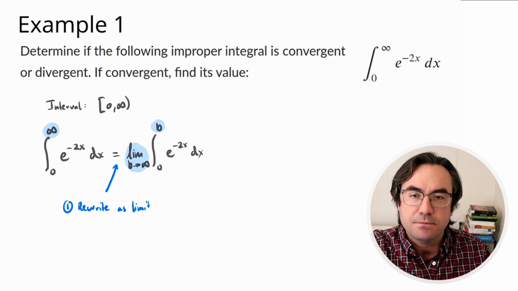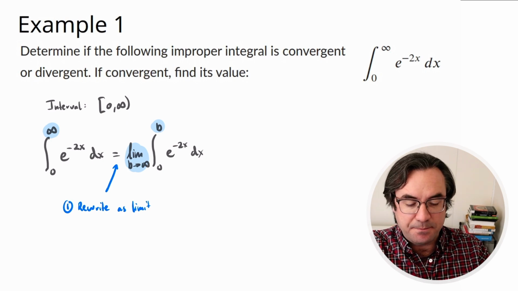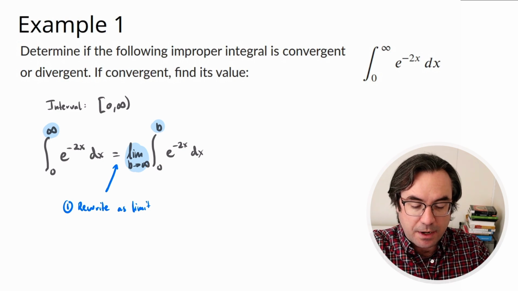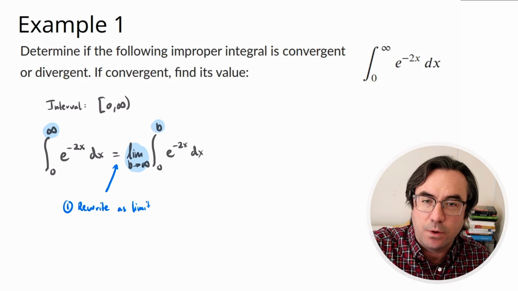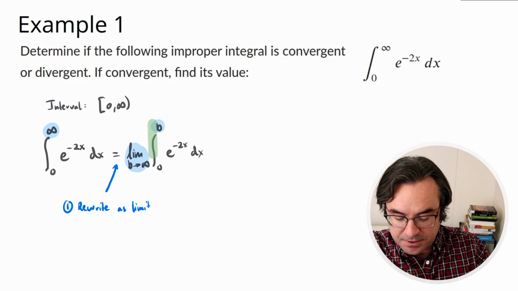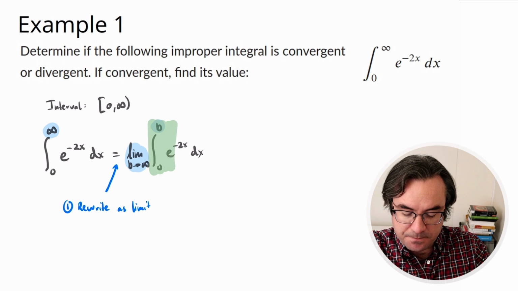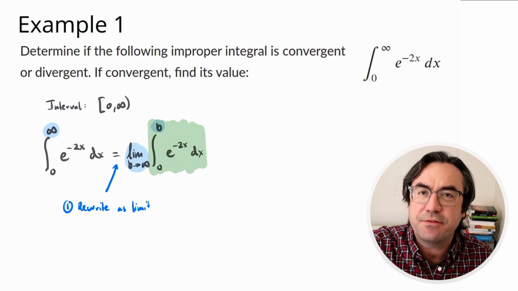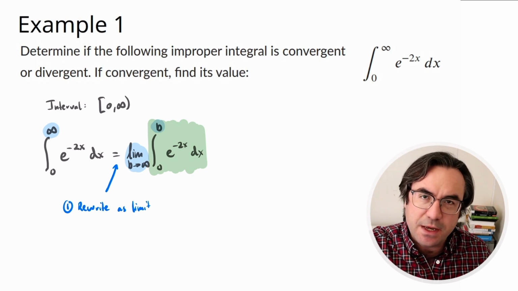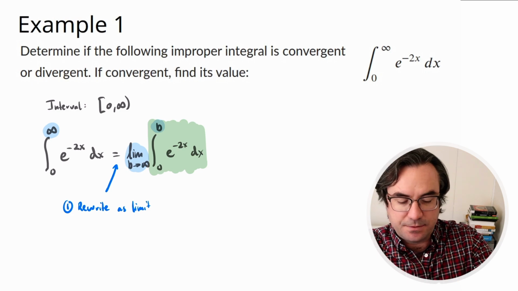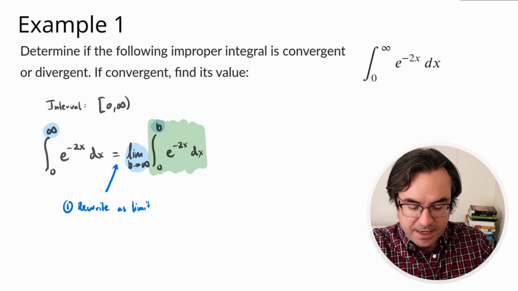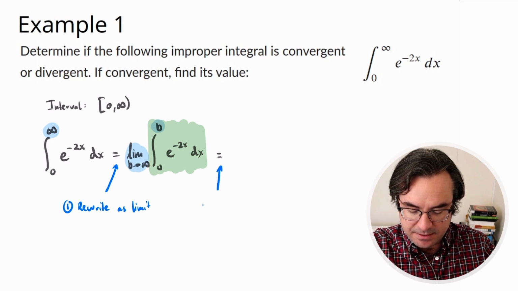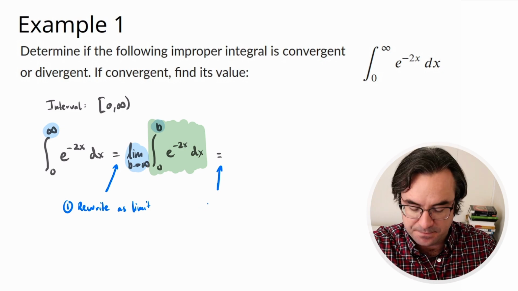All right. So once we've rewritten this as a limit, then we do the definite integral part just like we normally would. This piece of the notation is just a regular definite integral now. So we can use all of our old strategies. So the next step is we find the antiderivative.